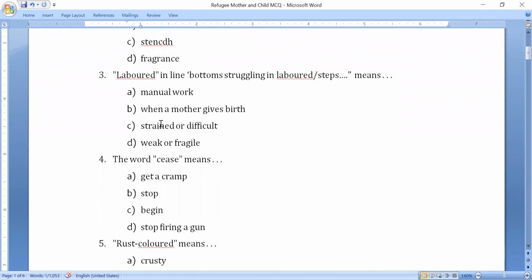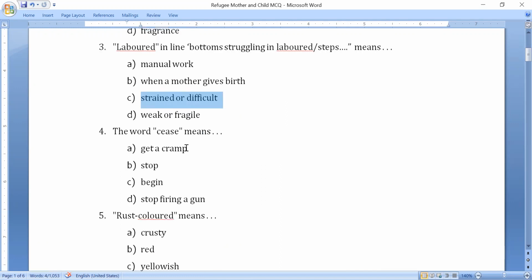Question 3. Labored, in the line bottom struggle in labored steps, means what? Is it manual work, or when a mother gives birth? Is it strained or difficult? Is it weak or fragile? The answer is C. It is strained or difficult.